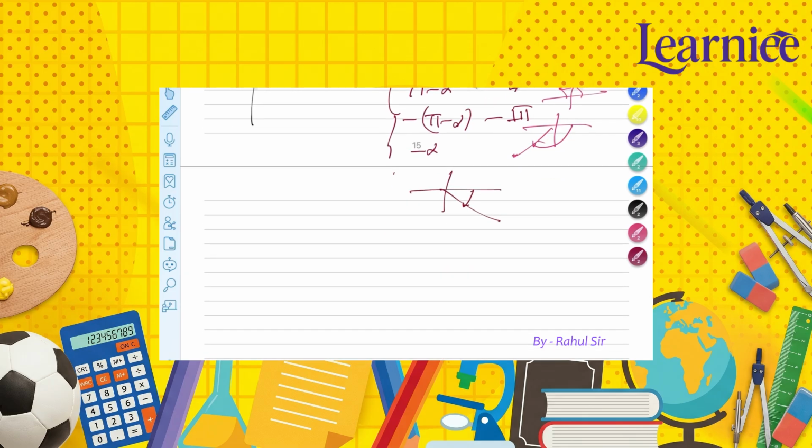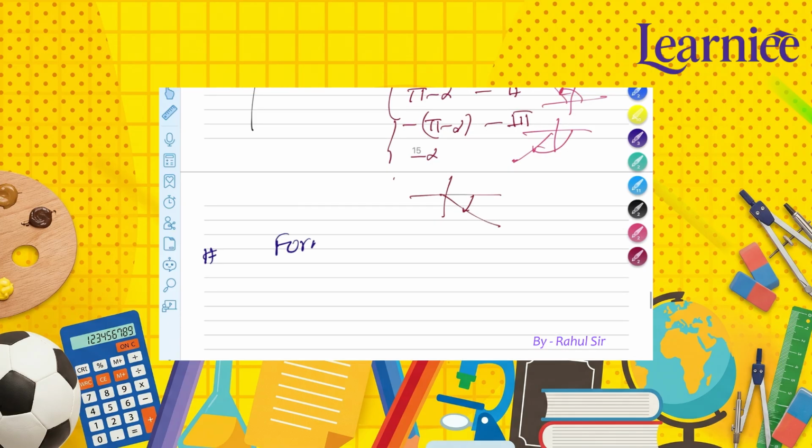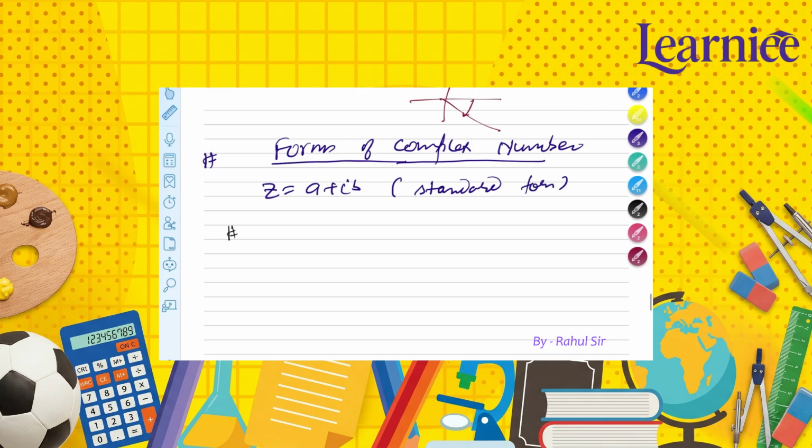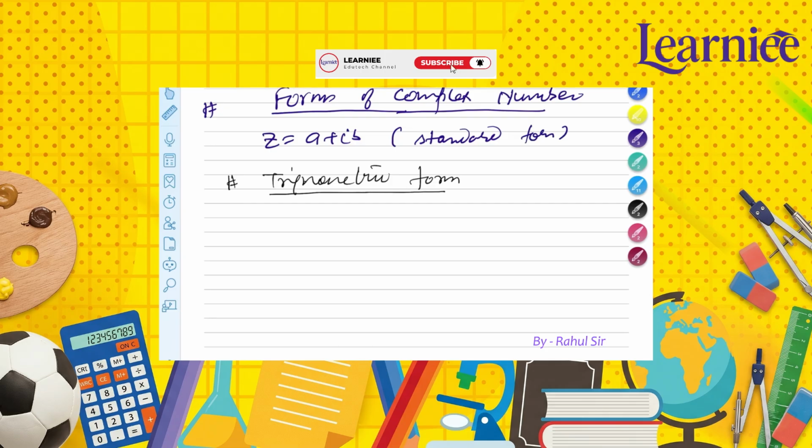So let's discuss one important thing, the forms of a complex number. We have different forms of complex number. One of them, the standard form, we already know: z is equal to a plus ib is the standard form. Now there is something called the trigonometric form. Okay, we'll try to see how it is related.